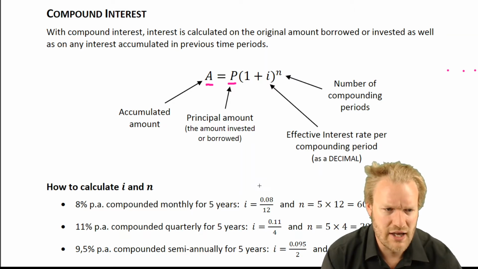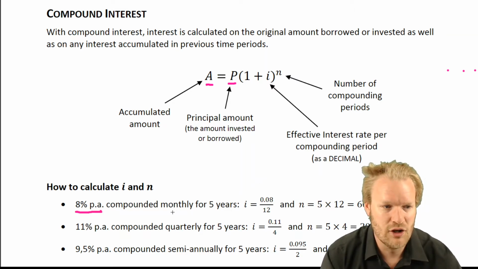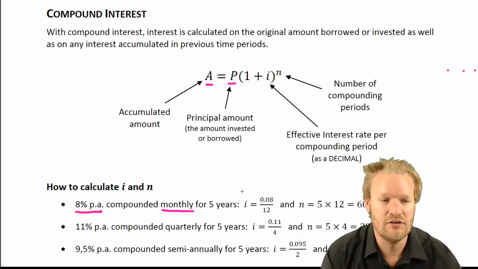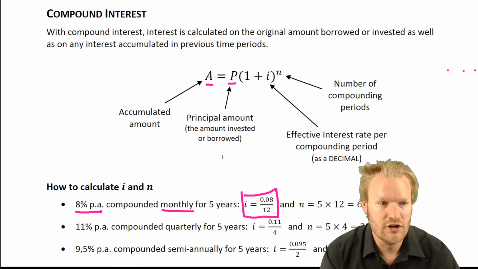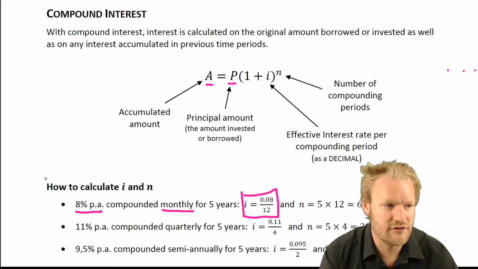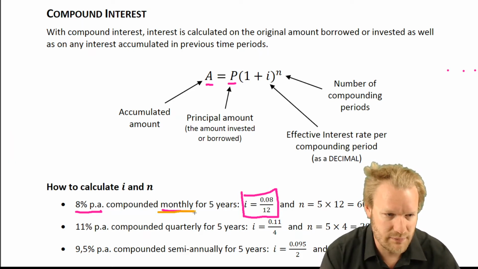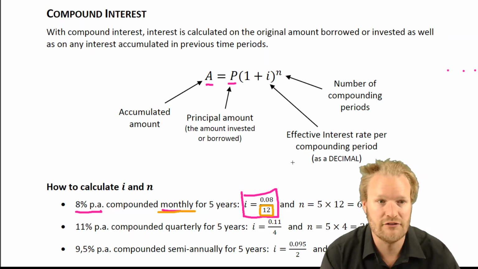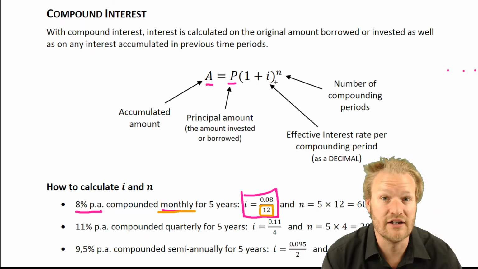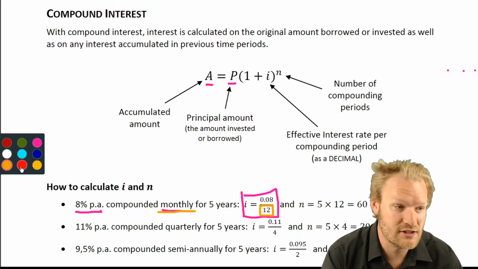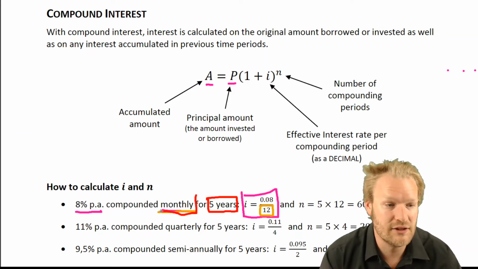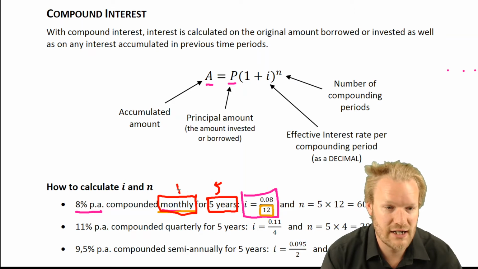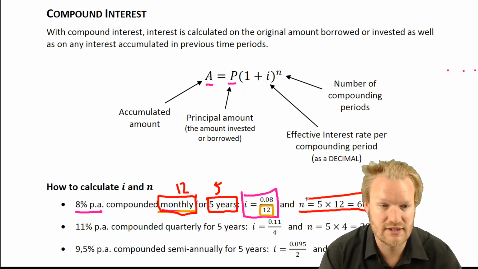In fact, let's go into it now. If you've got something like 8% per annum compounded monthly, then our interest rate, we say, is 0.08. We got used to turning our percentages into decimals. And then we're dividing by 12 because it's compounded monthly. Then n isn't the number of years. n is the number of compounding periods. In this case, we're going for 5 years, monthly, which means we've got 5 times 12, so that's why n is 60.